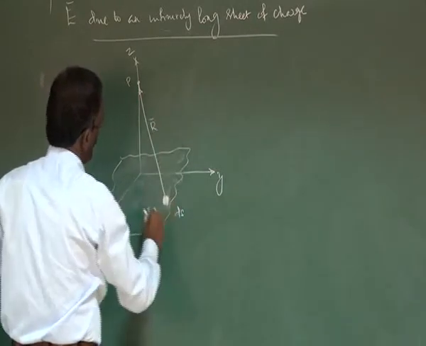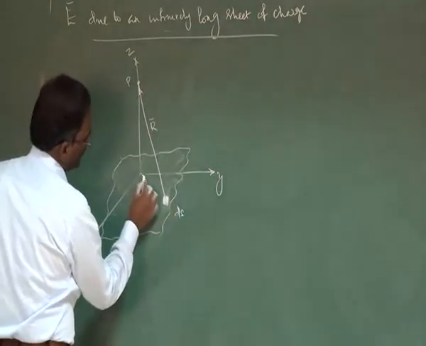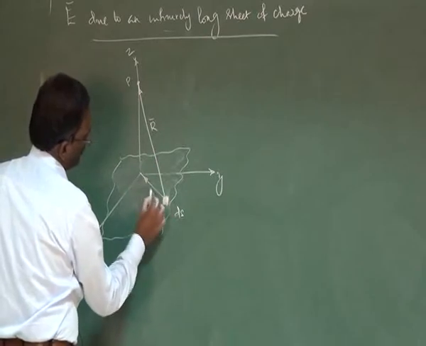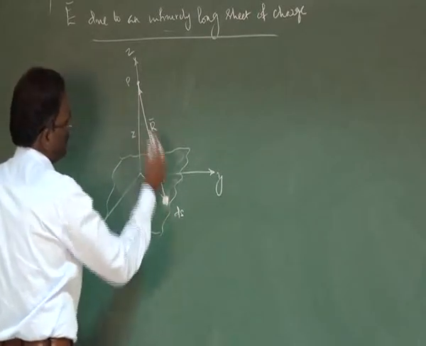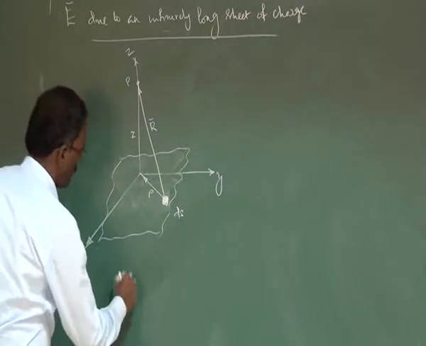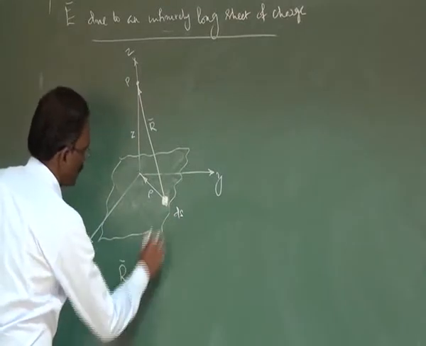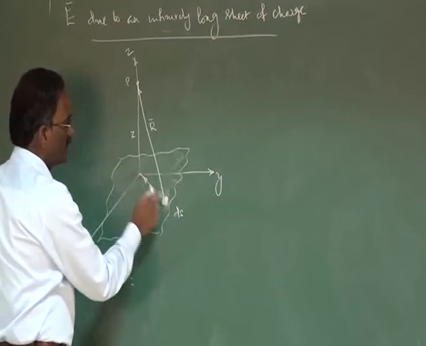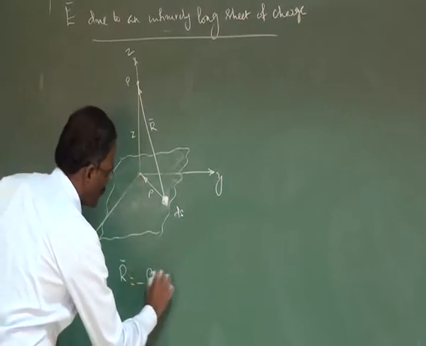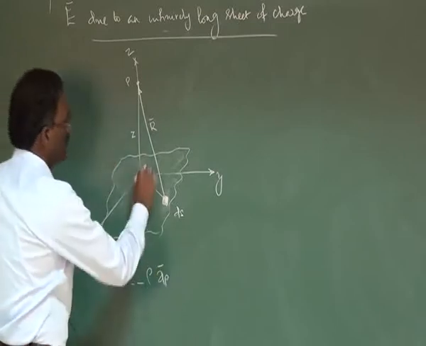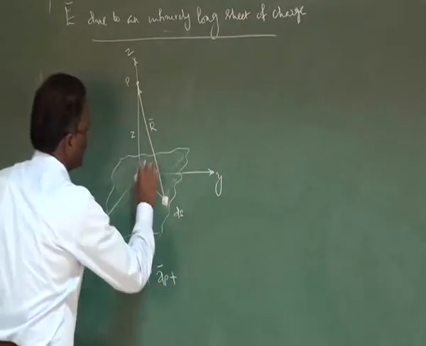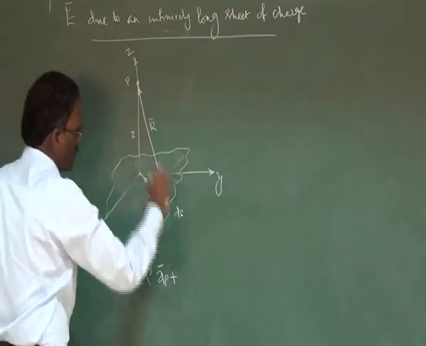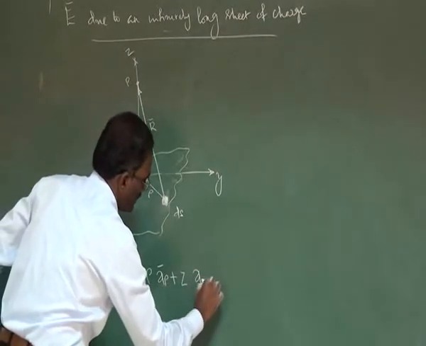This vector is r bar. This can be resolved into 2 components. This is rho component and this is z component. Okay. R bar, I will write it as r bar is equal to minus rho. As I told already, it is moving towards the origin, so it is minus rho a rho bar plus z, because z is moving away from the origin, so plus z a z bar.